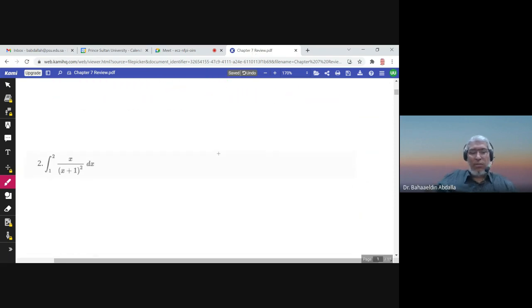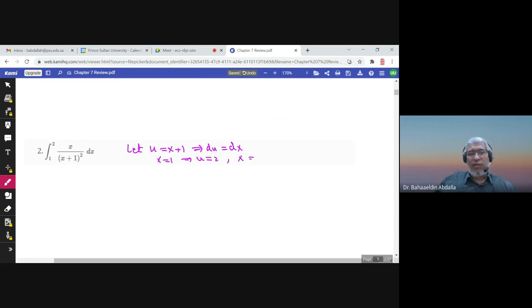Second integral. Here we cannot distribute the numerator over the denominator. So if we take u equals x plus 1, then du would be dx. And if x is 1, u would be 2. If x is 2, then u is 2 plus 1, which is 3. And then this integral would be from 2 to 3.